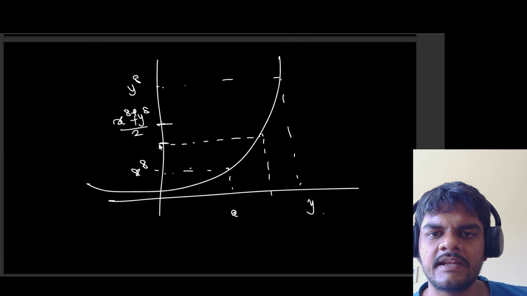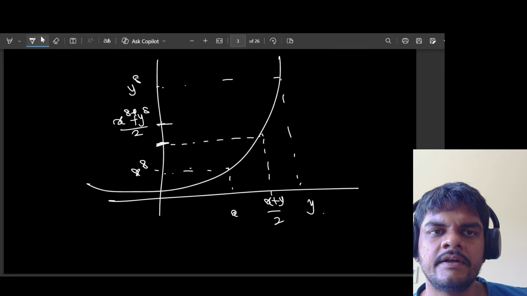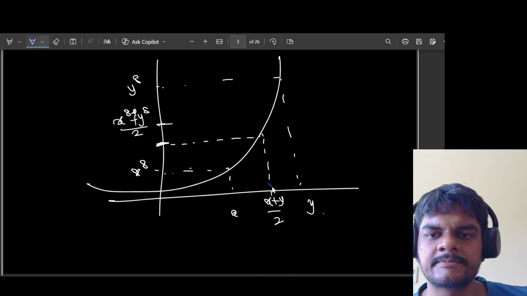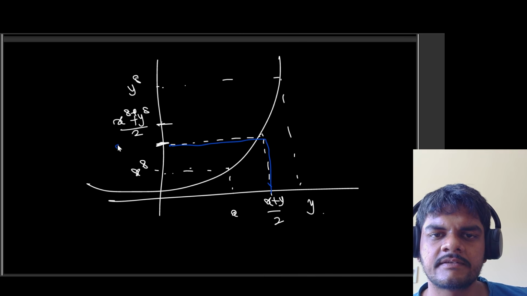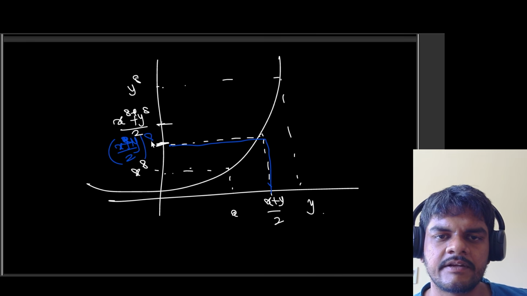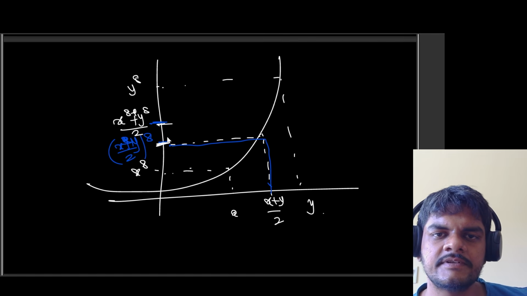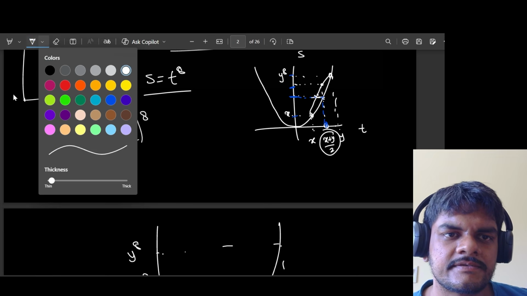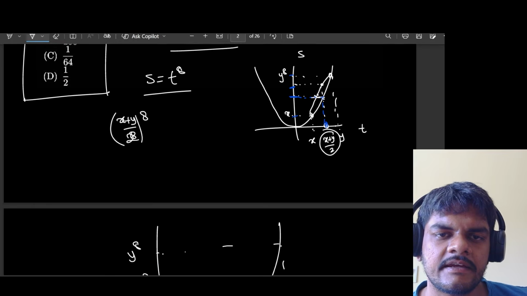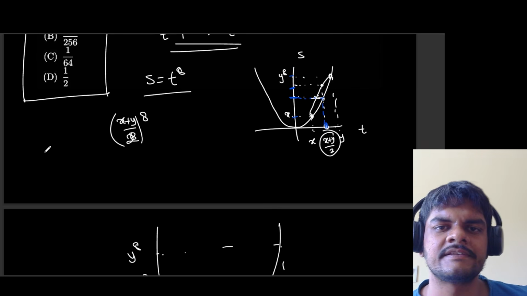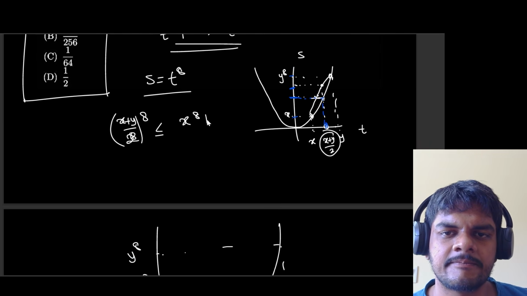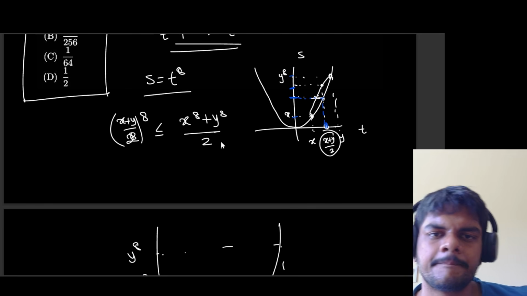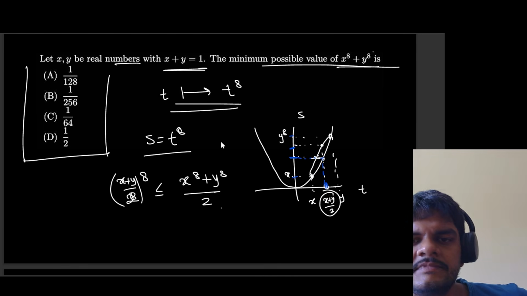You see that this will lie here. This will be x plus y by 2, and the value of x plus y by 2 whole power 8 will be here. So you see that this is above this. So that's what we're going to write down algebraically: x plus y by 2 whole power 8 is always less than or equal to x power 8 plus y power 8 by 2. Okay, and that is what we'll be using.